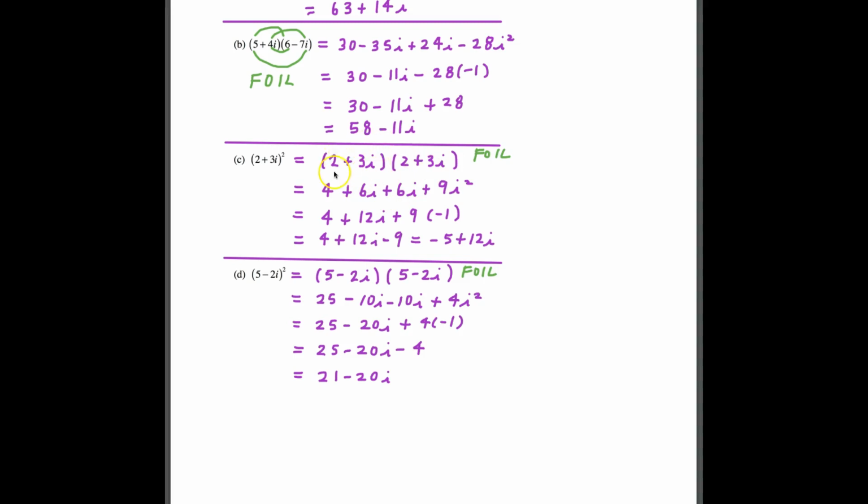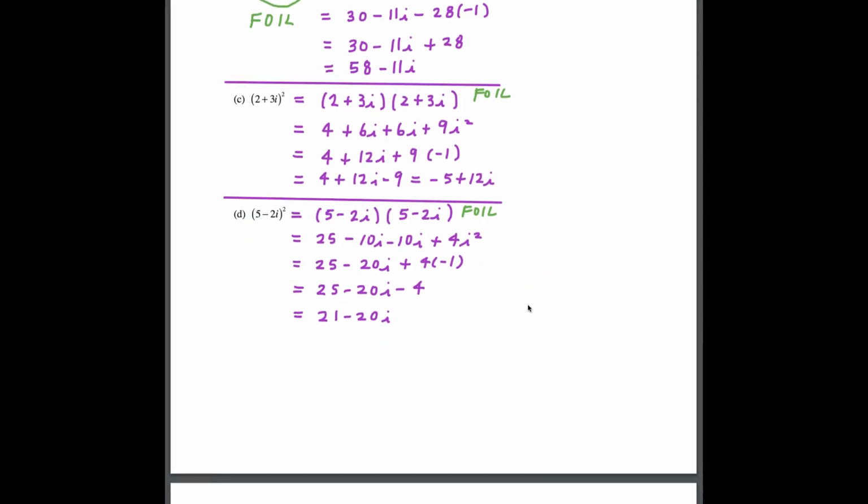So it's going to be 4 plus 6i plus 6i, and then plus 9i squared. So we get this second line. The i squared, remember, immediately you want to change that to a negative 1. So it becomes 4 plus 12i minus 9. And then I can combine the real parts to make it negative 5 plus 12i. Try this part with 5 minus 2i squared. And just check your work against mine to make sure you get the same answer.